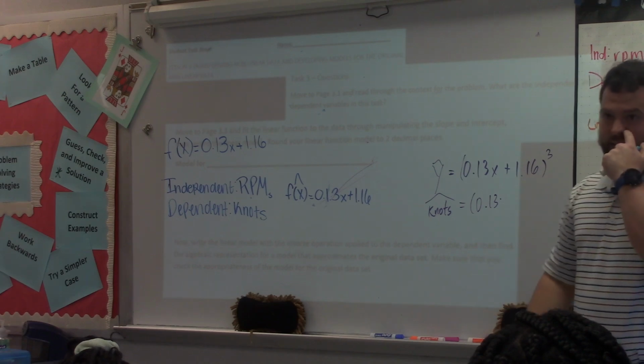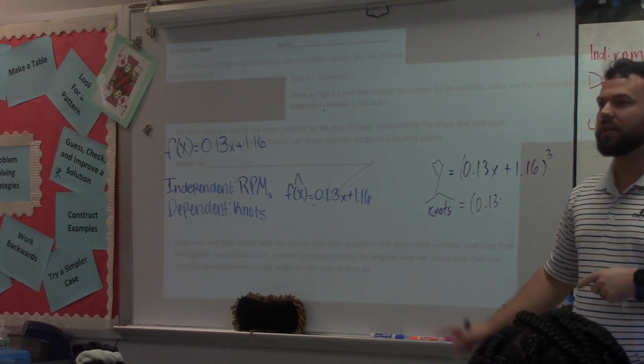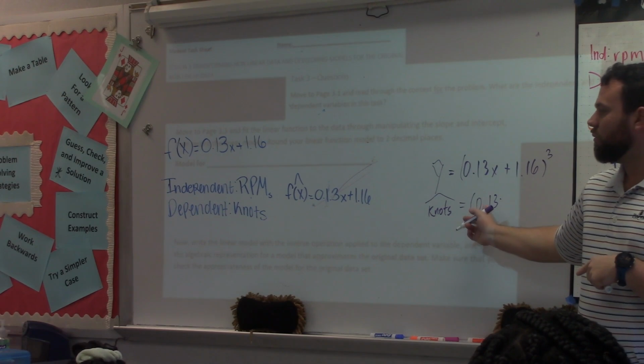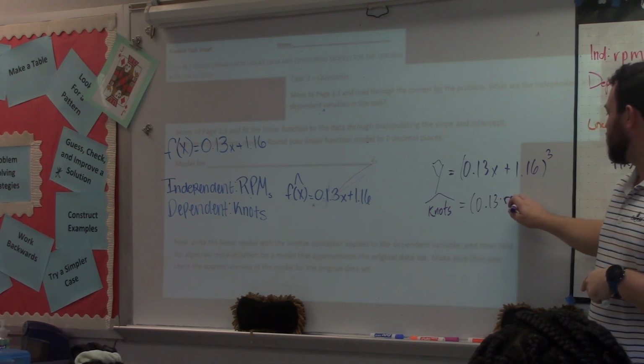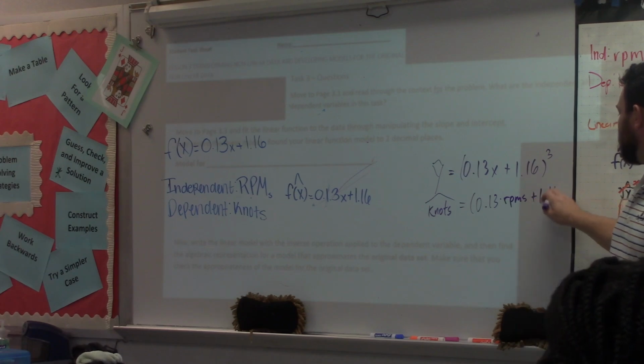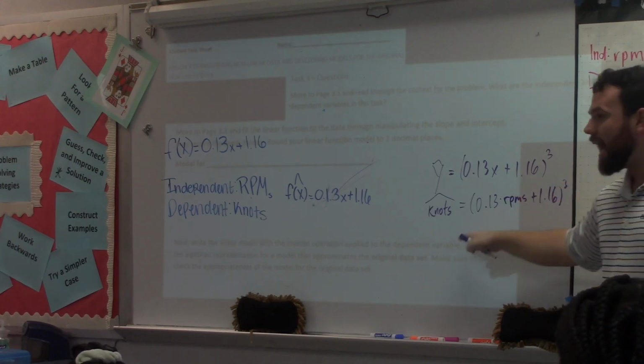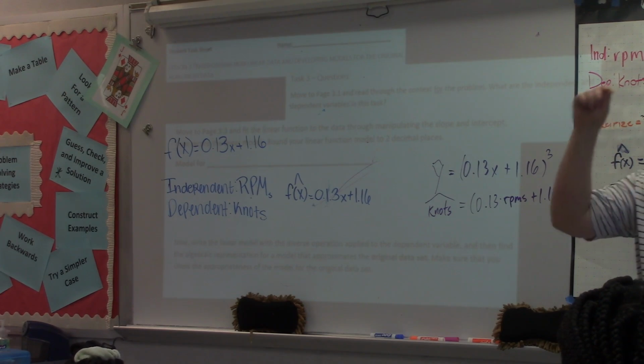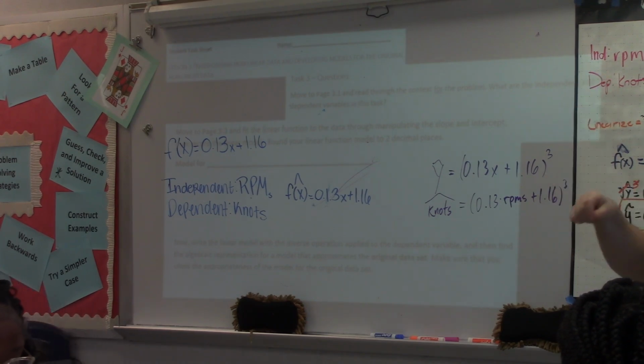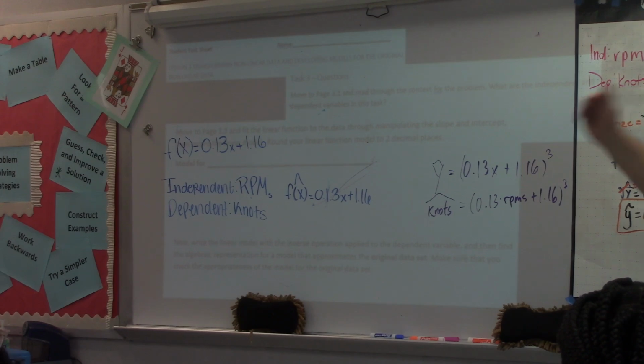What is x? Hey guys, for real, we got a minute and a half. You got plenty of time to pack right here. What is x? RPMs plus 1.16 cubed. That has real world context. The predicted knots is equal to 0.13 times whatever the RPMs are plus 1.16 cubed.